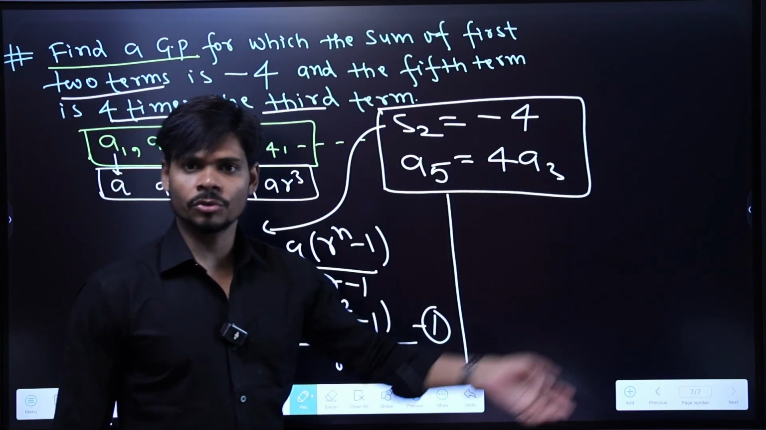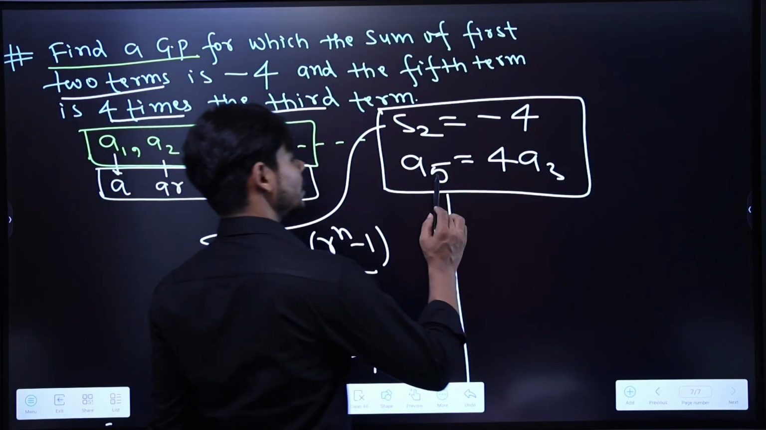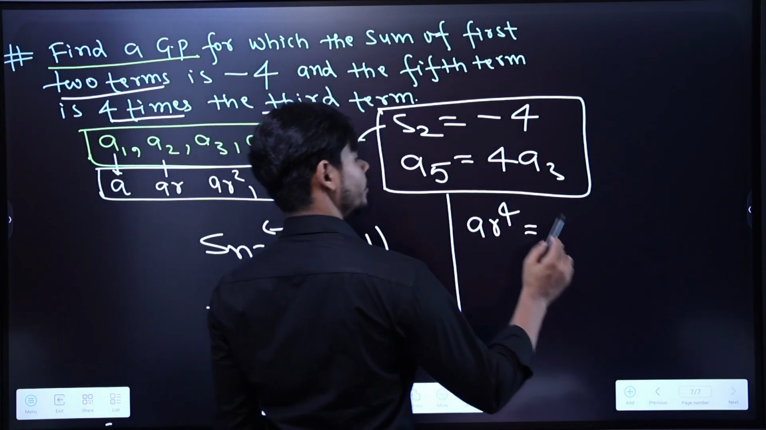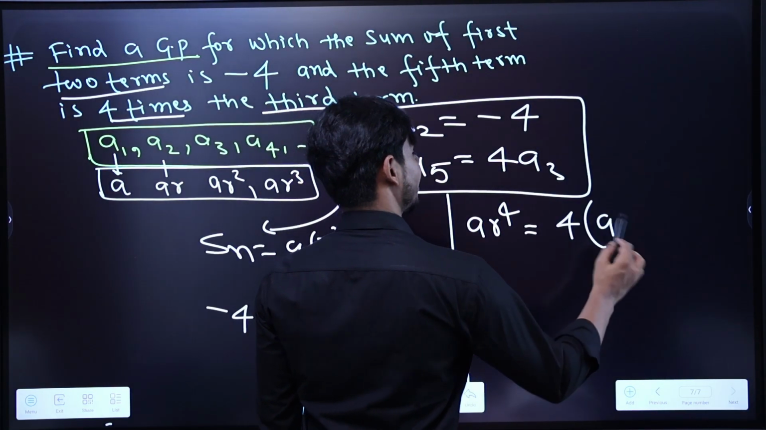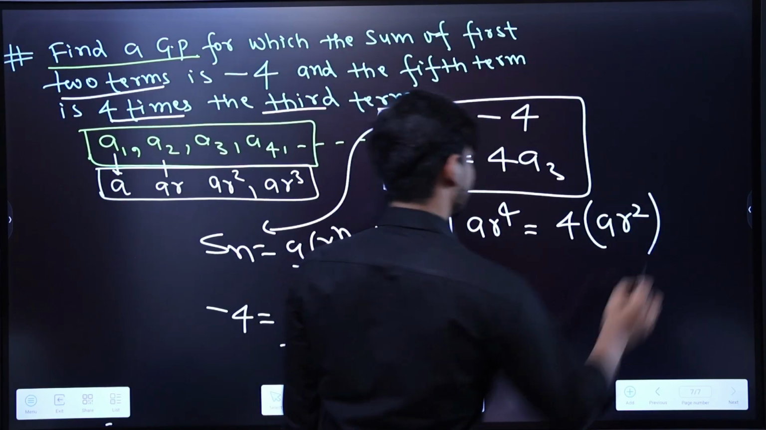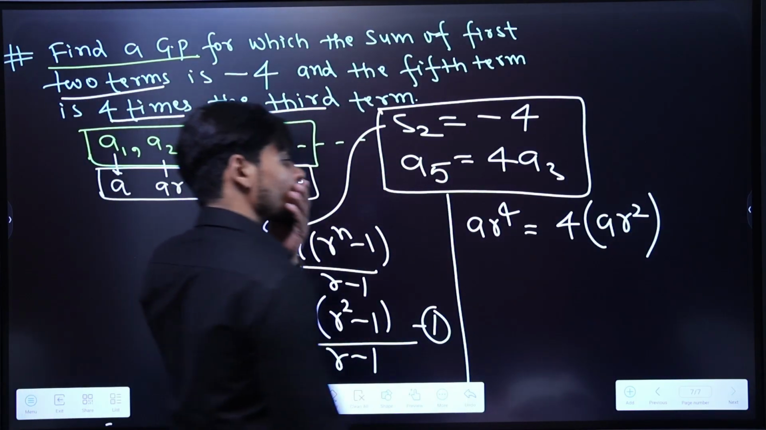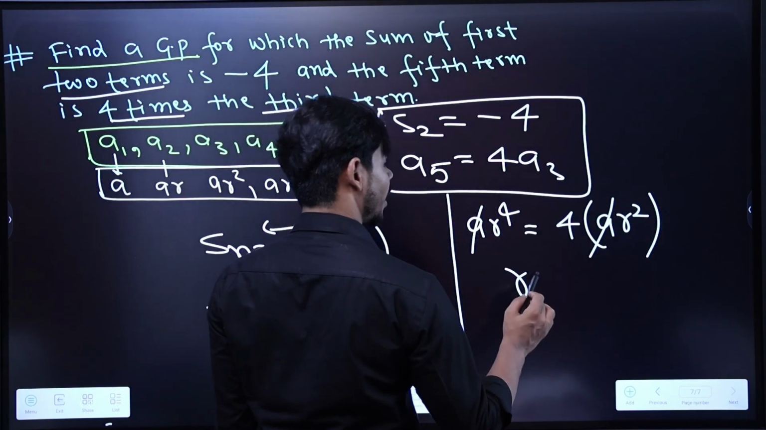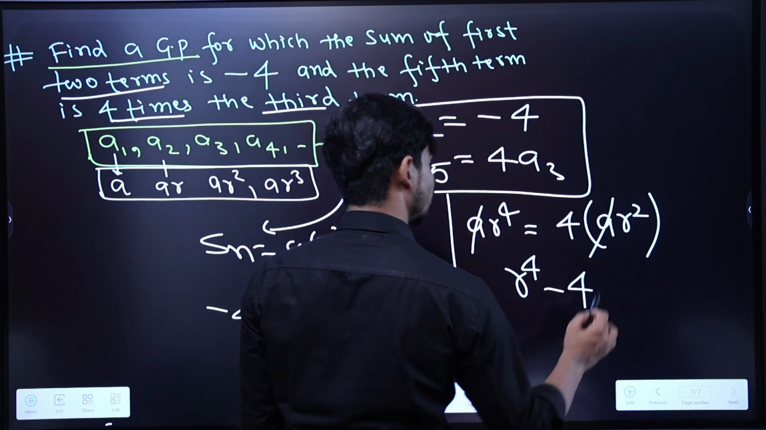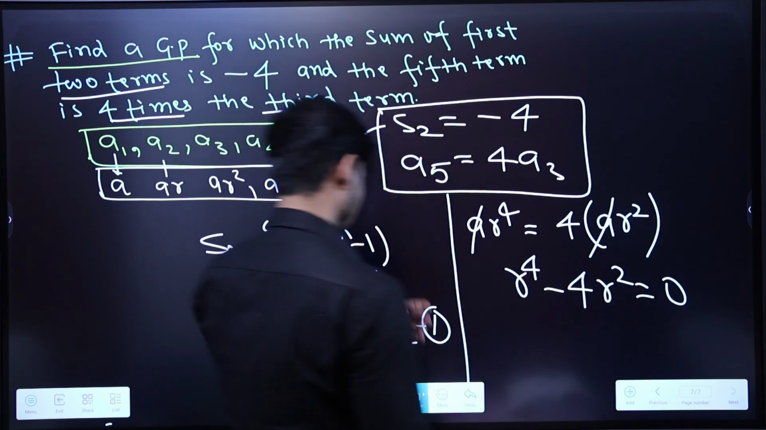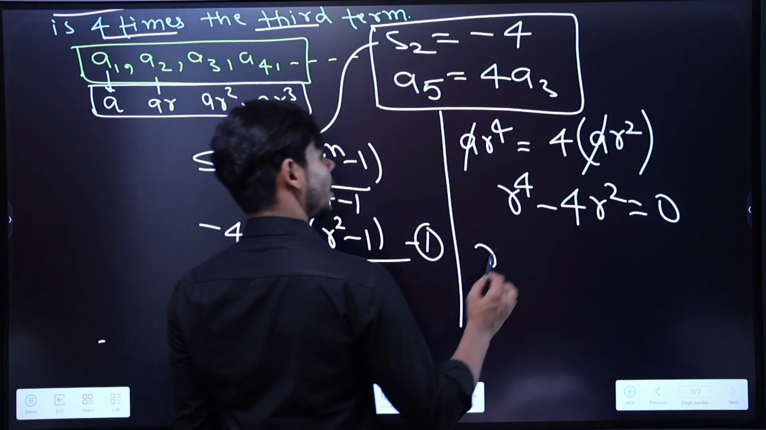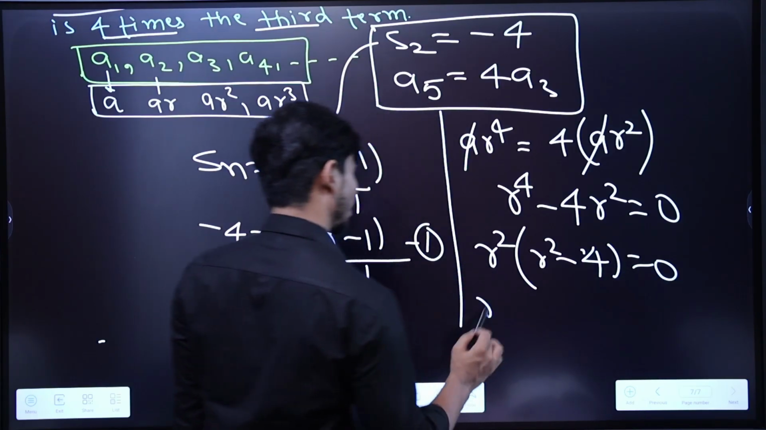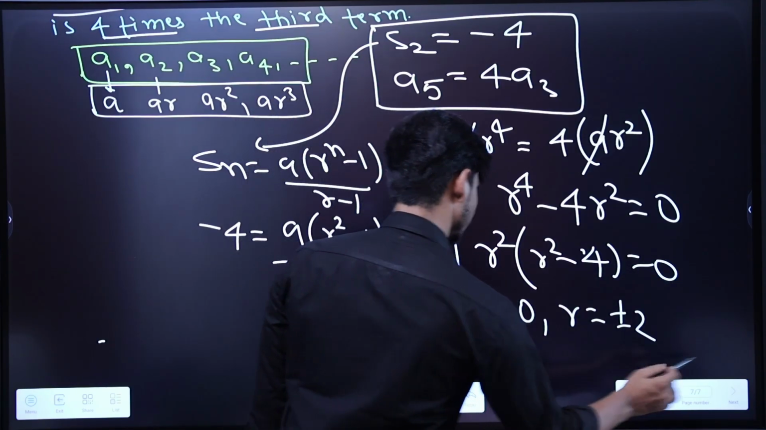And from here, again, we are going to get another equation. So it can be written as A R raised to power 5 is 4 times A R raised to power 3 minus 1, which is 2, right? Fine. From here A and A will get cancelled out, no problem. So from here r raised to power 4 minus 4 r raised to power 2 will be 0. So from here r square I'm going to take common. So r square times r square minus 4 will be equal to 0.